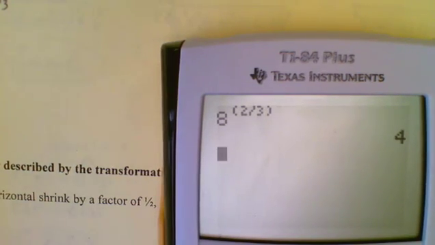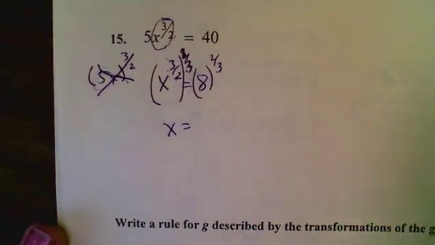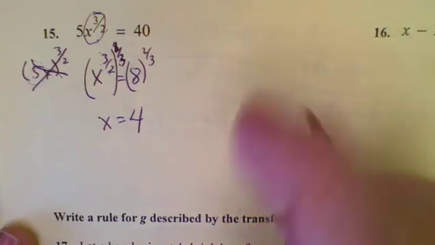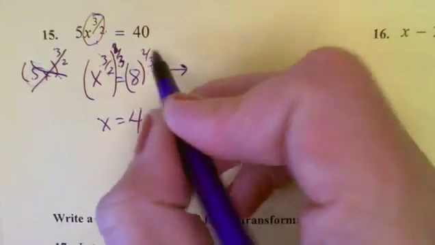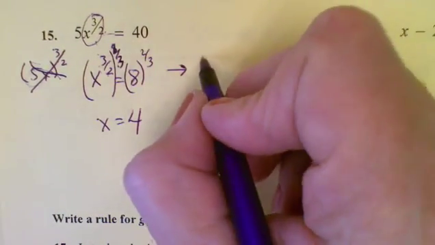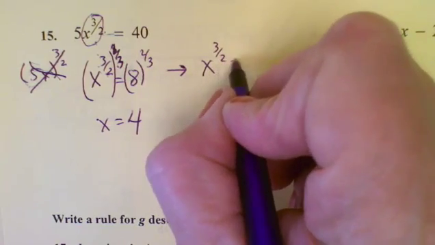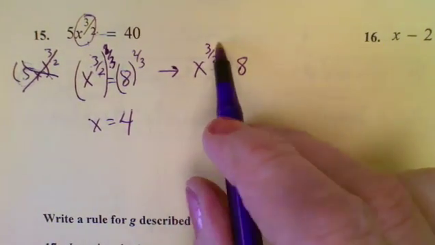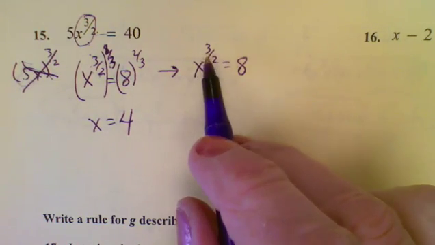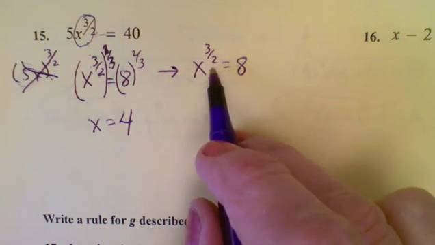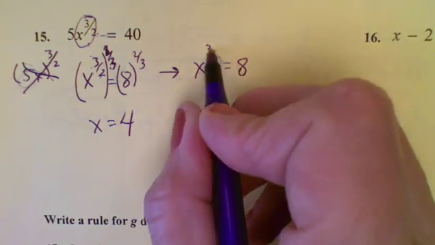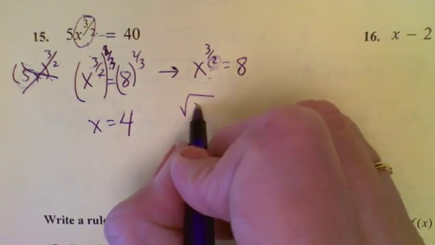And you get 4. So you can use your calculator to figure that out, but we could also do it in steps. So let me talk through that. If you divide by 5, you have x to the 3/2 equals 8. If you aren't sure what to do, you may want to think of this in radical form, because a lot of you think better in radical form. If I write that as a radical, it's the square root of x to the 3rd. That's really what that means.